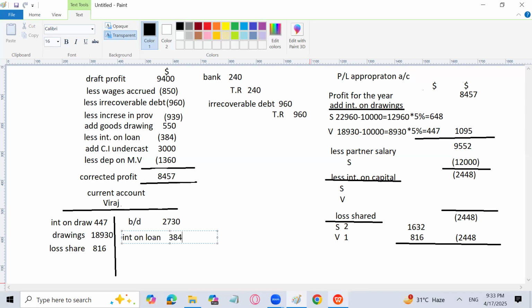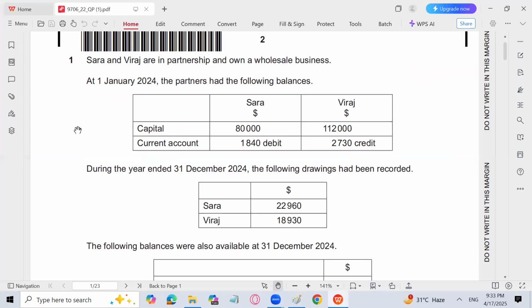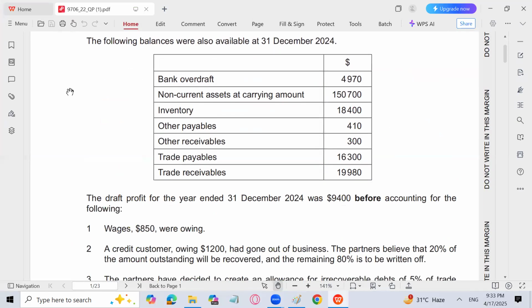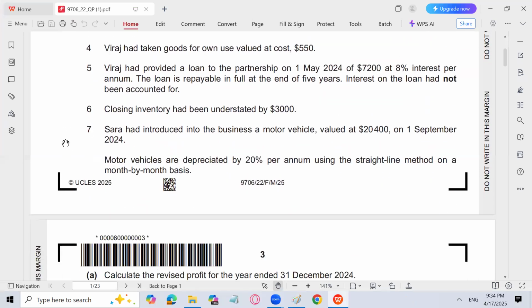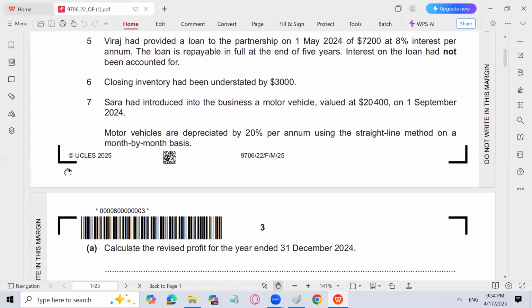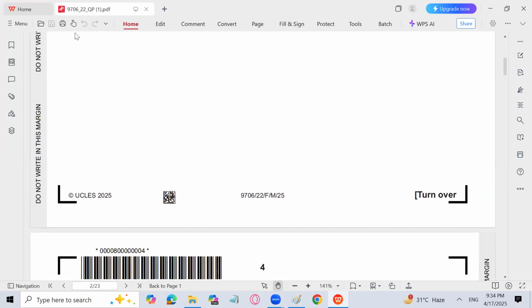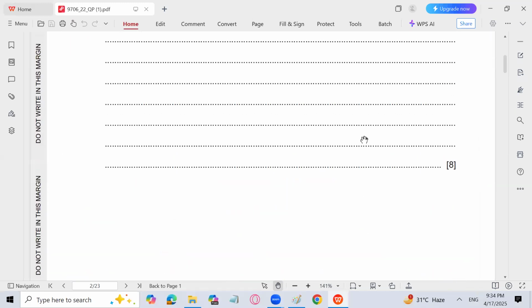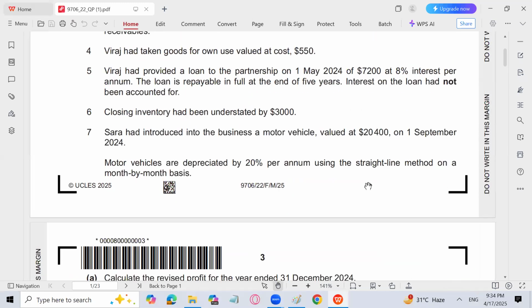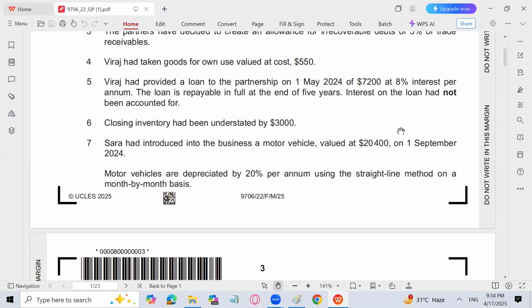So salary won't come because salary is given to Sara. Let me check it out also, so we might not do it wrong. Viraj is getting interest on loan, that's fine. And then the salary is given to Sara. Always remember that if interest on capital is given in the question, the interest on capital needs to be calculated, whatever the percentage will be, on Sara's capital separately.